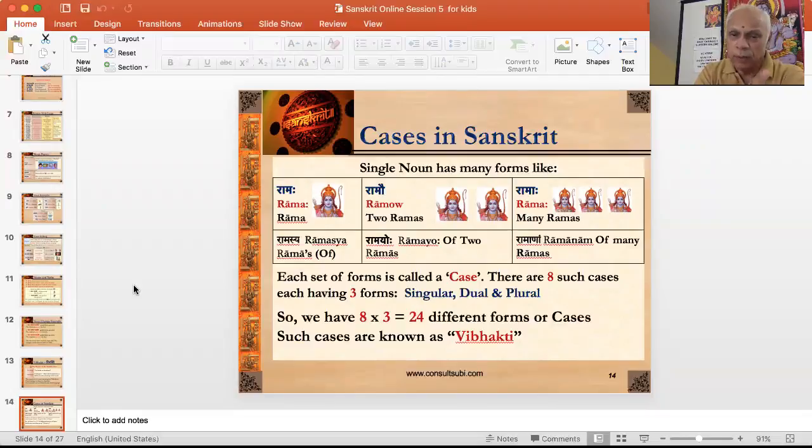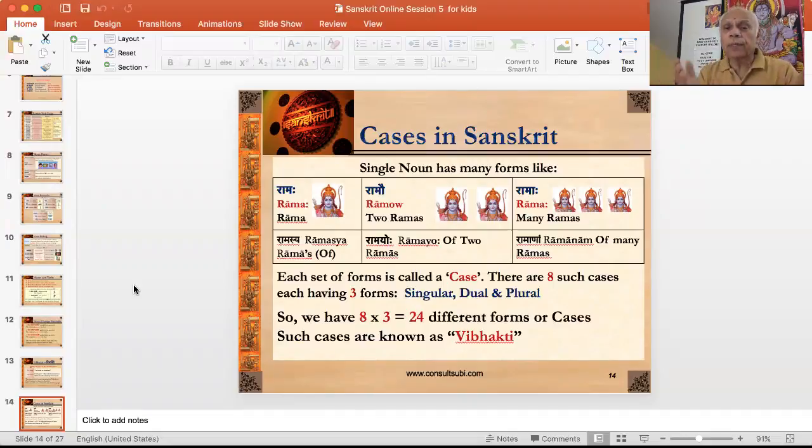Only one word, Ramayoho. But in English, you have three words, of two Ramas. Similarly, supposing there are more Ramas, many Ramas have got one common friend, like Hanuman, let's say. So you say then, Ramanam Mitraha, Hanuman. Ramanam means of many Ramas, the friend of many Ramas. So the moment you say Ramanam, it means of many Ramas.